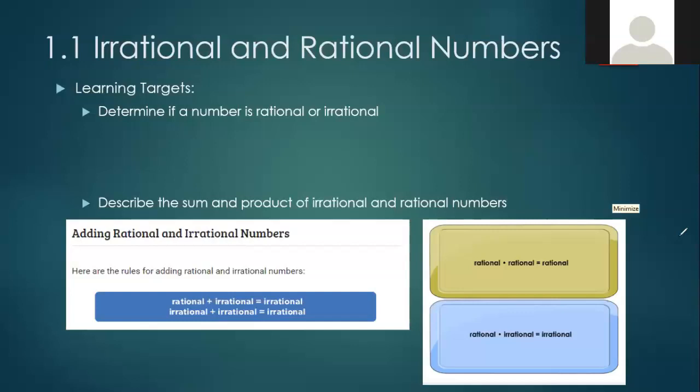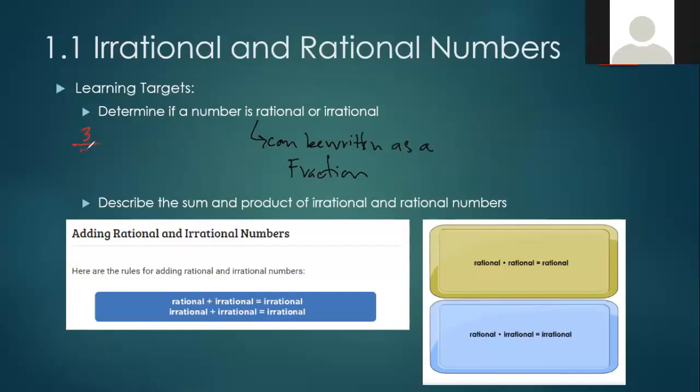A number that can be written as a fraction. A rational number is any number that can be written as a fraction. Make sure you have that down in your notes. Now, any number that's a fraction, we can turn into a decimal. How do you take a fraction and turn it into a decimal?